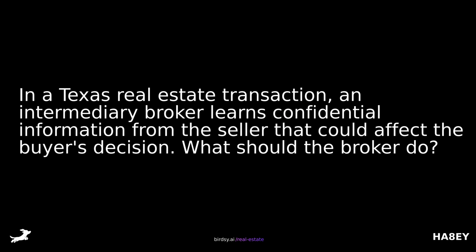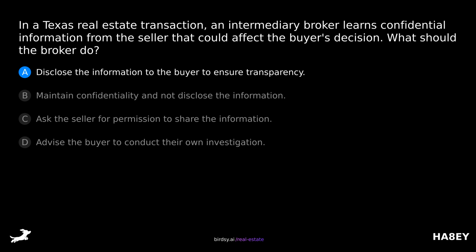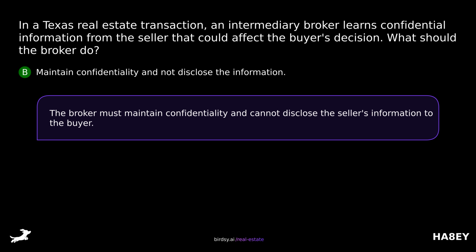In a Texas real estate transaction, an intermediary broker learns confidential information from the seller that could affect the buyer's decision. What should the broker do? Is it A, disclose the information to the buyer to ensure transparency? B, maintain confidentiality and not disclose the information? C, ask the seller for permission to share the information? Or D, advise the buyer to conduct their own investigation? The answer is B, maintain confidentiality and not disclose the information. The broker must maintain confidentiality and cannot disclose the seller's information to the buyer.